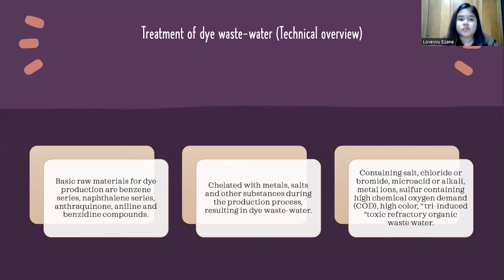Now I'll talk on the available treatments for dyes in water. But first, let's look at the technical overview. So basic raw materials for dye production are benzene series, naphthalene series, anthraquinone series, aniline, and benzidine compounds. And in them are chelated with metals, salts, and other substances during the production process, which results in dye wastewater mostly containing salt, chloride or bromide, slight acid or alkali, metal ions, sulfur, containing high chemical oxygen demand, high color, and toxic refractory organic wastewater.